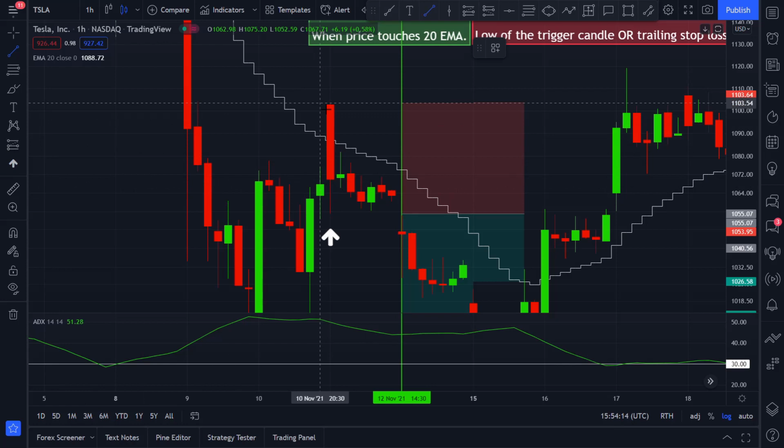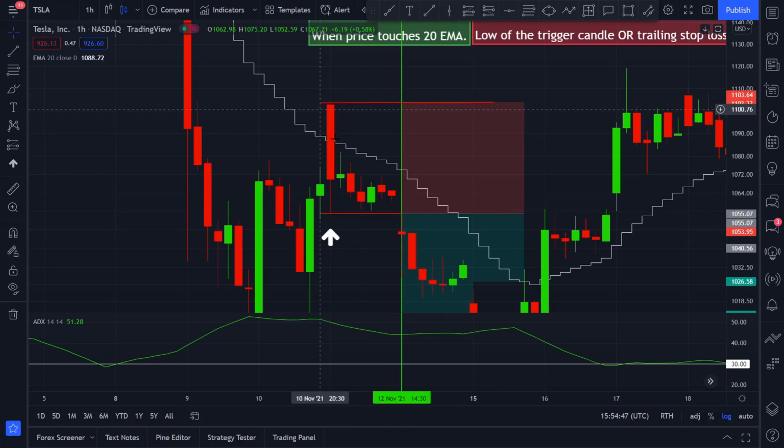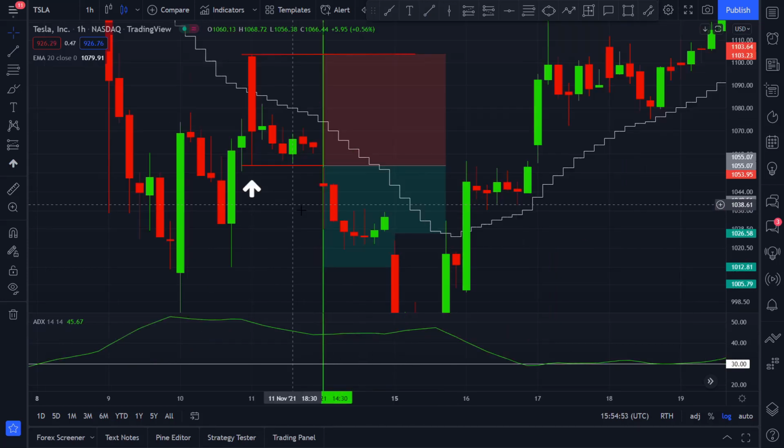Now the next step is to set the stop loss level, which is going to be the high point of this candle. And we are going to enter into the position once the low of this trigger candle gets hit. As you can see, that happens right on this candle. So we are entering into a short position. Stop loss is going to be the high of the trigger candle. And that's it.